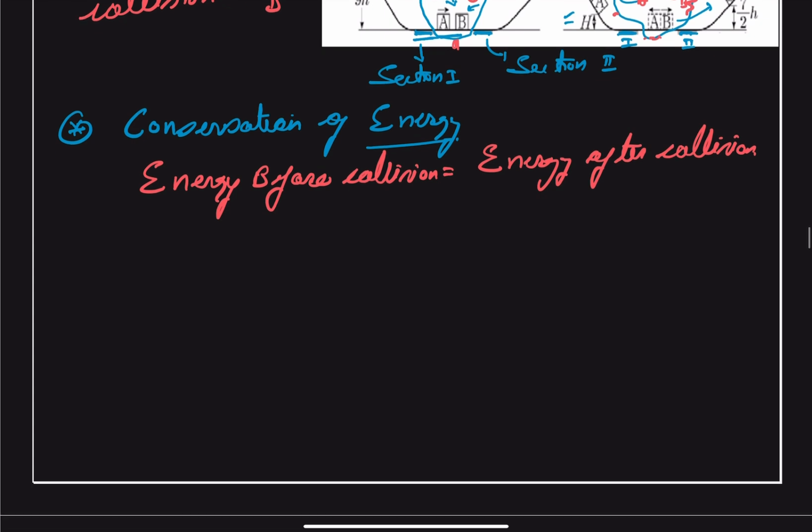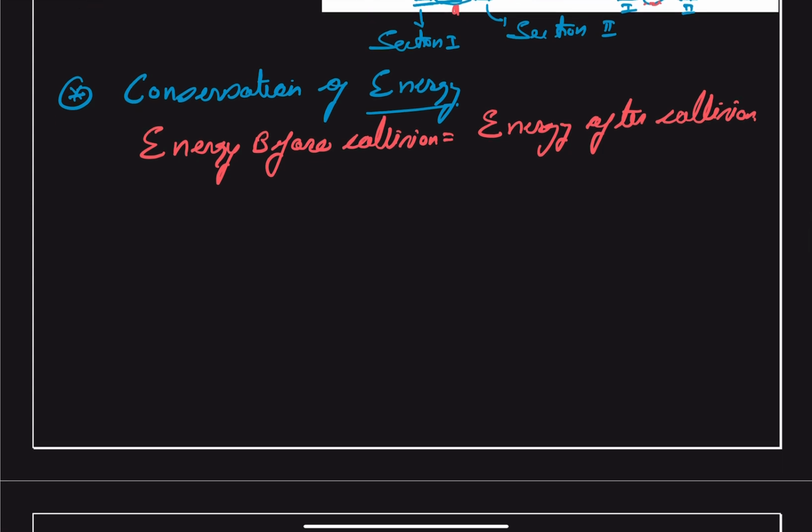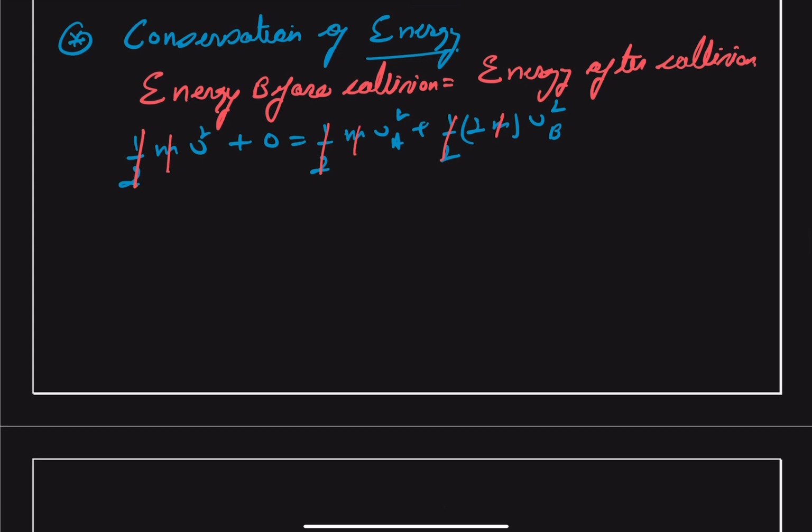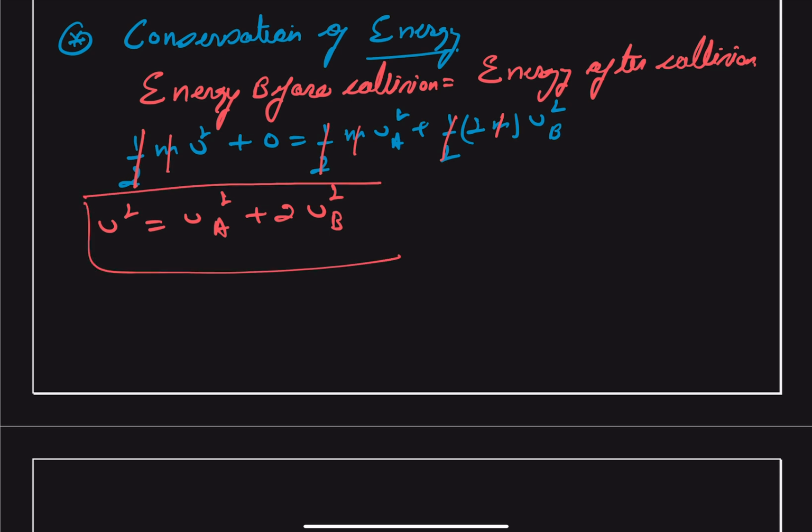And we can write that before collision we are going to have half m v square plus 0 will be equal to half m va square plus half 2m vb square, and this half cancels throughout and m also goes away. So we can write that v square will be equal to va square plus twice vb square. So this is one of our equations. Now we are going to use conservation of momentum.